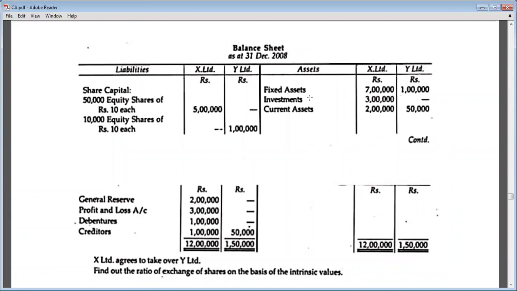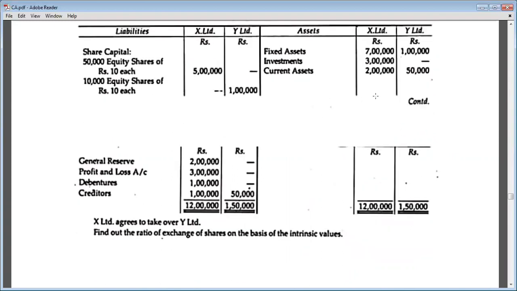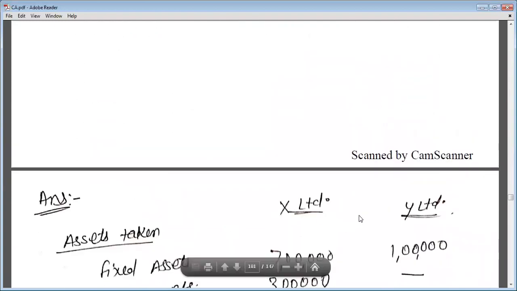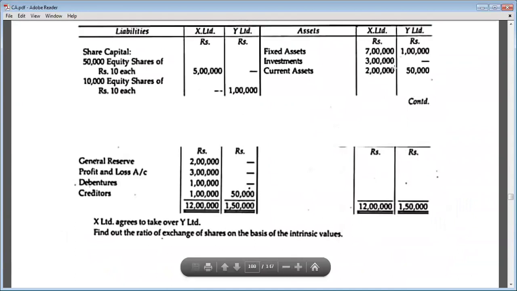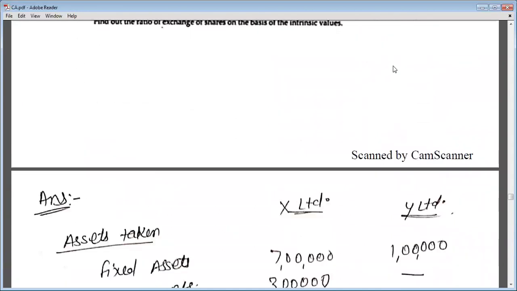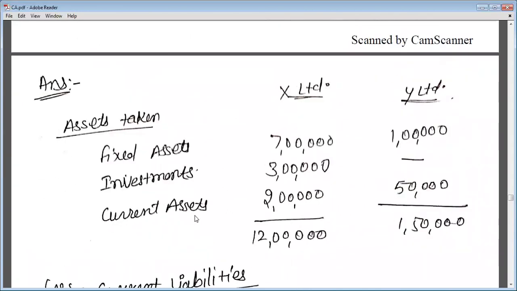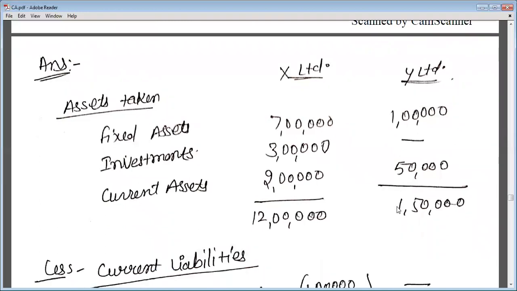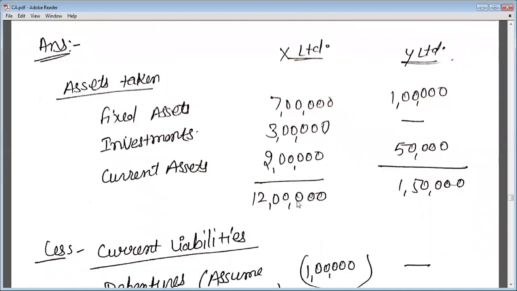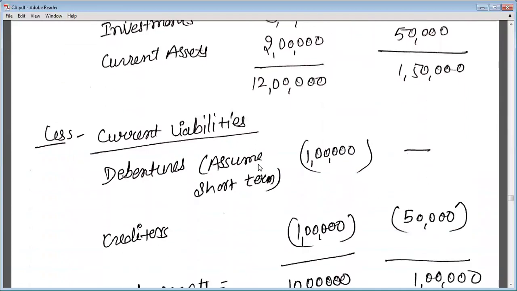Okay. So fixed assets are 7 lakh and 1 lakh. We write here 7 lakh, 1 lakh. Investment is 3 lakh in X Limited and nothing in Y Limited. Current assets are 2 lakh in X Limited and 50,000 in Y Limited. So total assets of X Limited are 12 lakhs and Y Limited 1 lakh 50,000. Now we will deduct the liabilities.